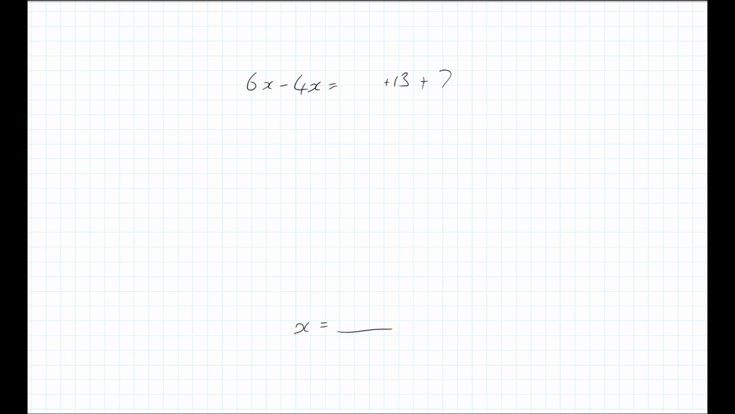Now the 6x and the 4x can combine together because they are like terms. So 6x minus 4x is 2x, 13 plus 7 is 20, and now we can solve for x by moving the 2 to the other side, except with division, so x must equal 10. So whenever you have x on both sides of the equation, you need to merge them together.